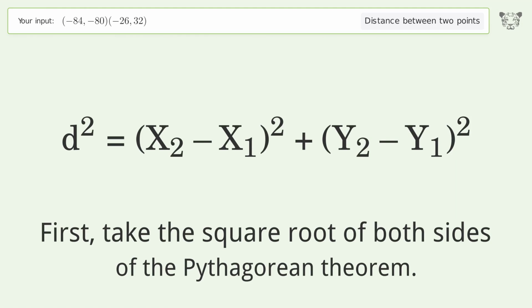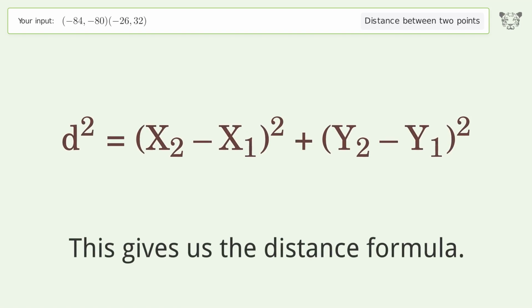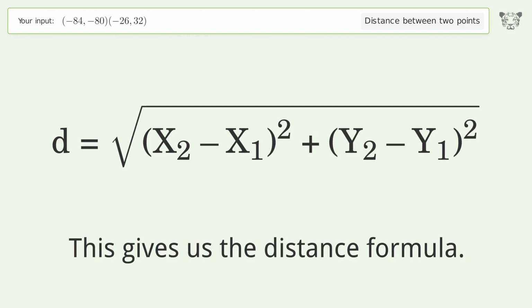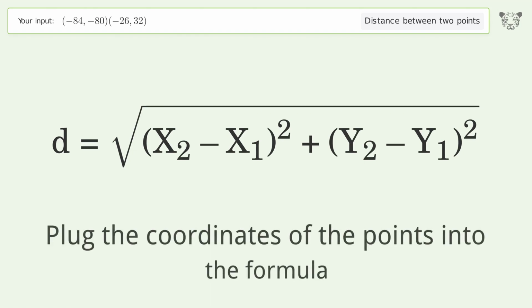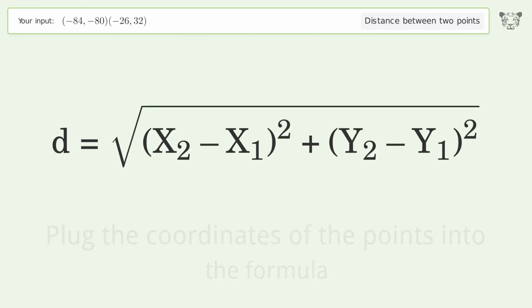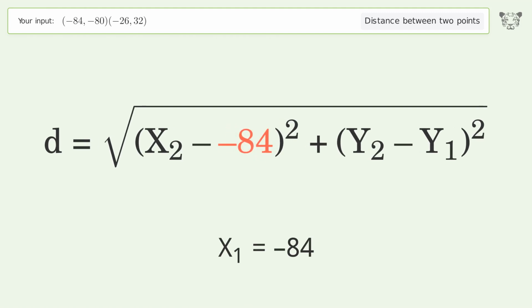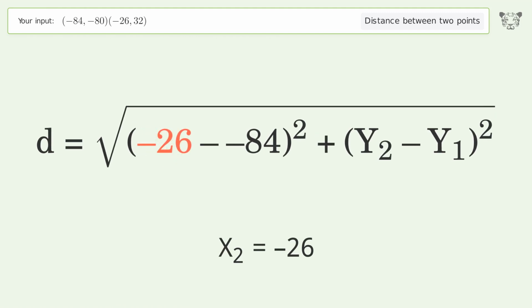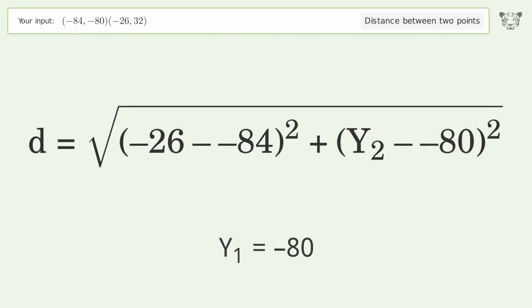First, take the square root of both sides of the Pythagorean theorem. This gives us the distance formula. Plug the coordinates of the points into the formula. x1 equals -84. x2 equals -26. y1 equals -80. y2 equals 32.